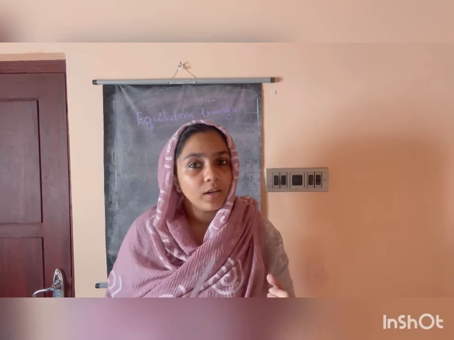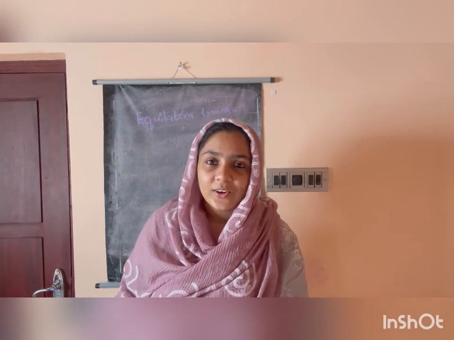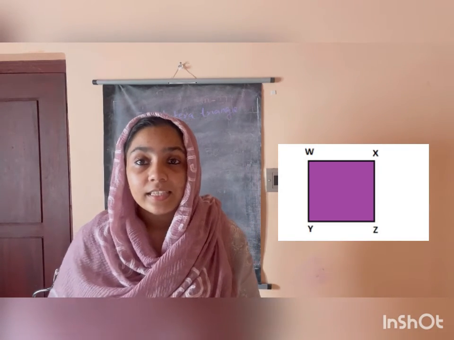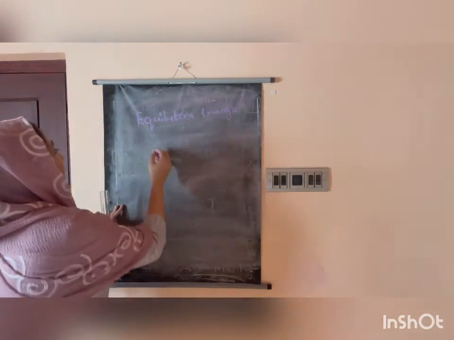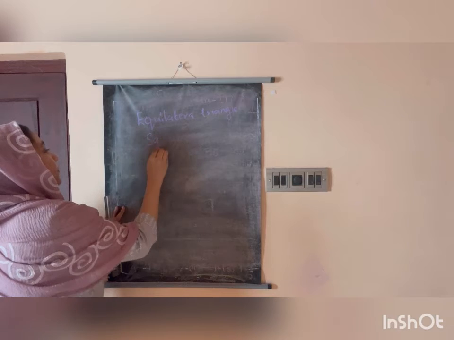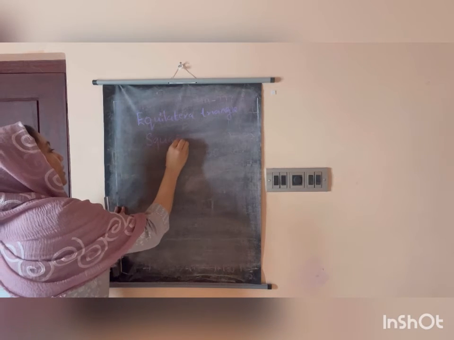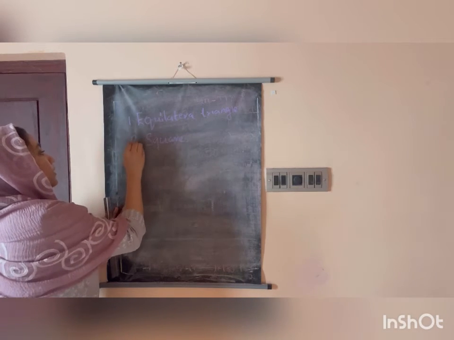When all the 4 sides and 4 angles of a quadrilateral are equal, what do we call it? Very good, square. What will be each angle? Yes, 90 degree. So our second one is a square.